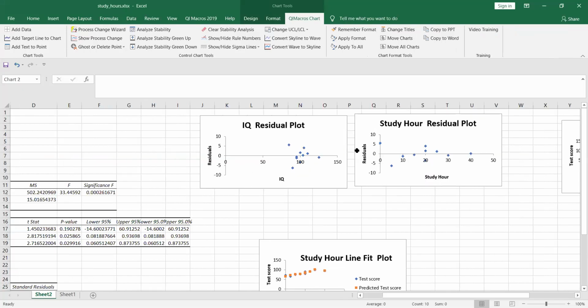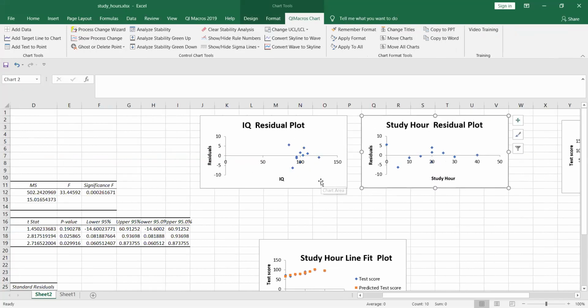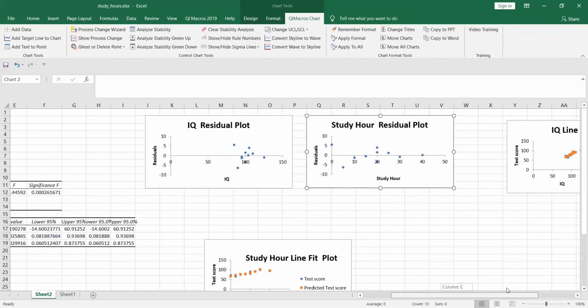Okay. This is the residual plot of IQ, and the residual plot of study hours. So all the errors are independent. They are highly uncorrelated. There is no pattern. So the errors are acceptable. The model fits and gives you the best result.